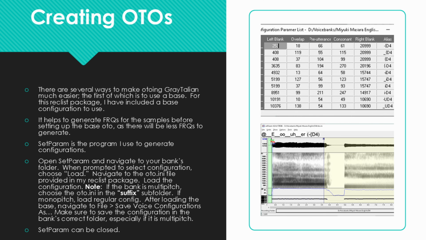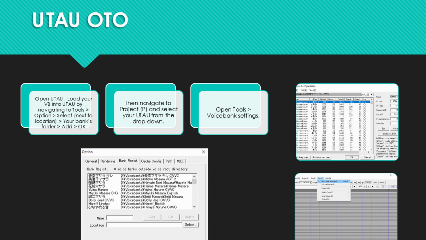Once that's done, open up setParam and choose your bank's folder. When it prompts you to choose an oto configuration, navigate to either oto full or suffixed oto full. Only use the suffixed oto if you're doing multi-pitch. Once you have it loaded up, choose File, Save Voice Configurations As, and save the oto in the correct folder. From here, open the bank with the oto loaded in UTAU. You may have to reload the configurations in UTAU for them to show up.